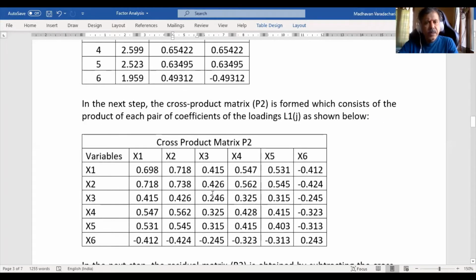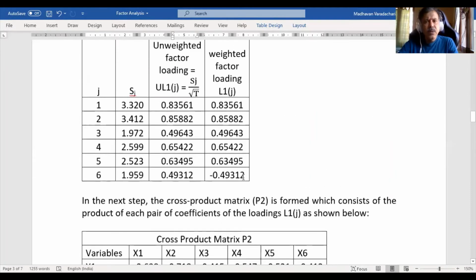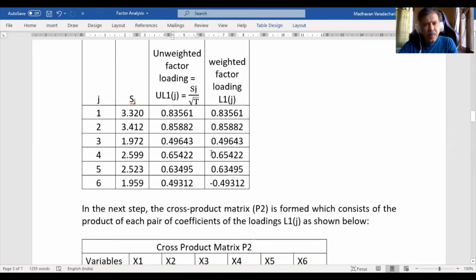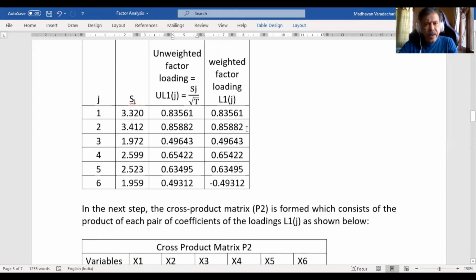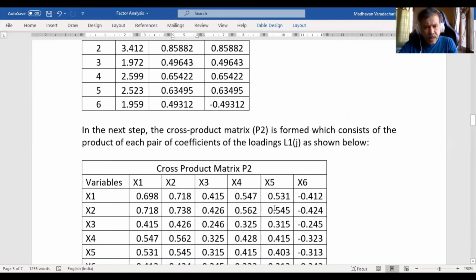You get this. Then this one, 1 and 4. This number multiplied by this number. Likewise, whatever numbers are occurring here, 2 and 5 means go to 2, 0.85882 multiplied by 0.63495. You get that number. Suppose you take this negative value. Why is this negative? Let us see.